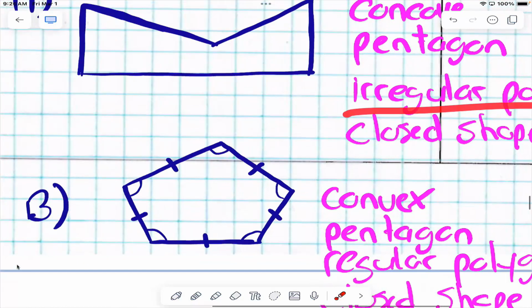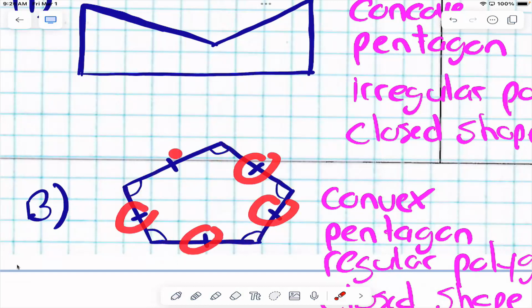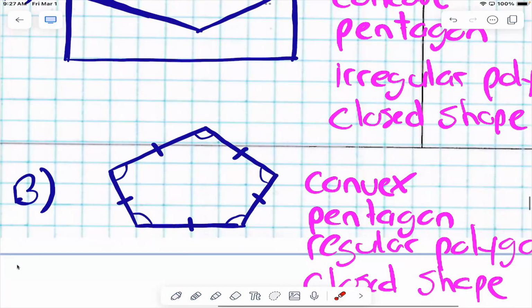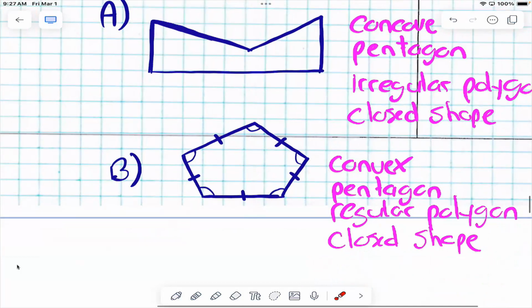What about this one? Are all of the angles on this shape the exact same? Yes. Are all of the sides the exact same? Yes. The congruent markers for both the angles and the sides say that they're the same, right? So therefore, it is what kind of polygon? Regular polygon? Yes. We good?